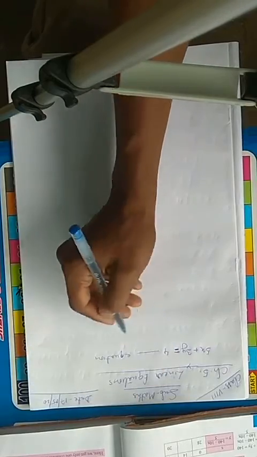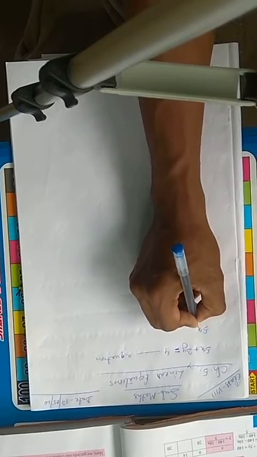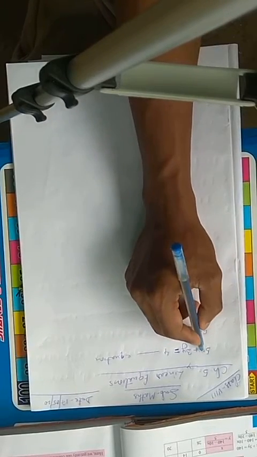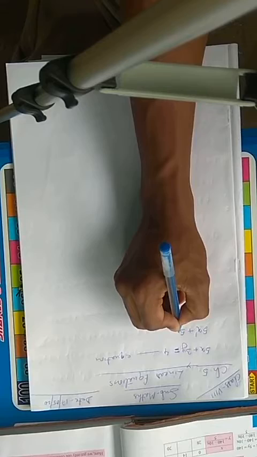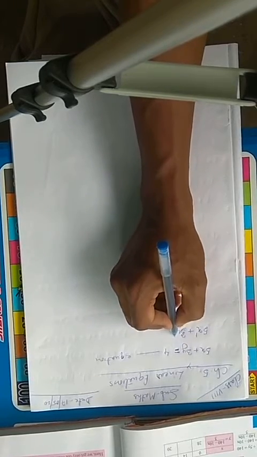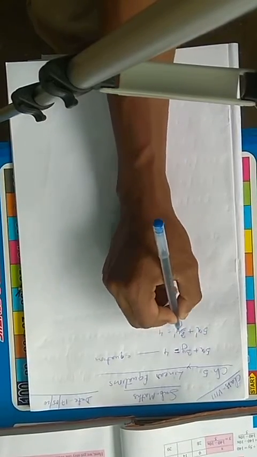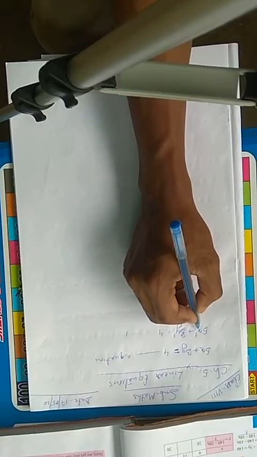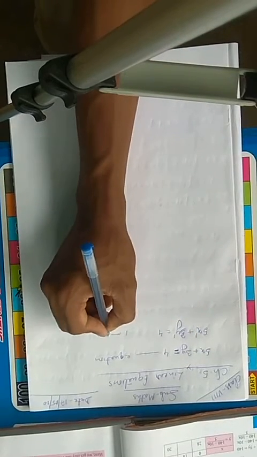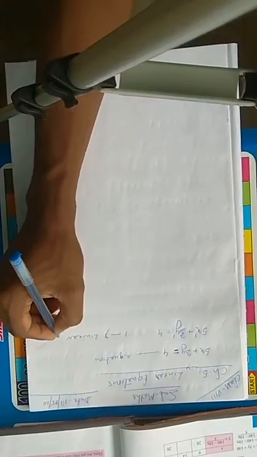So linear equation means, look at the greater power of variables. The greater power of variables in 5x is 1, then 3y also has 1. So the greater power of the variables is 1. If the greater power of the variables is 1, then that is called a linear equation.